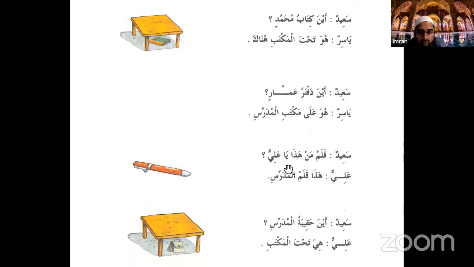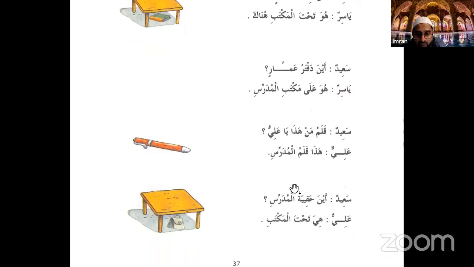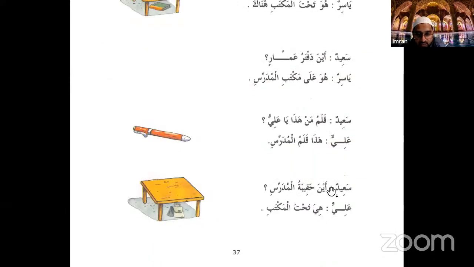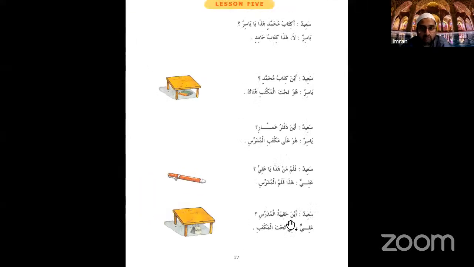Next one, Sa'id: Qalamu man hadha ya Aliyu? Whose pen is this, O Ali? Hadha qalamul mudarrisi. This is the teacher's pen. Next one, Sa'id: Aina haqibatul mudarrisi? Where is the teacher's bag? Ali responds, Hiya tahta al-maktabi. It is under the desk. Right, excellent.